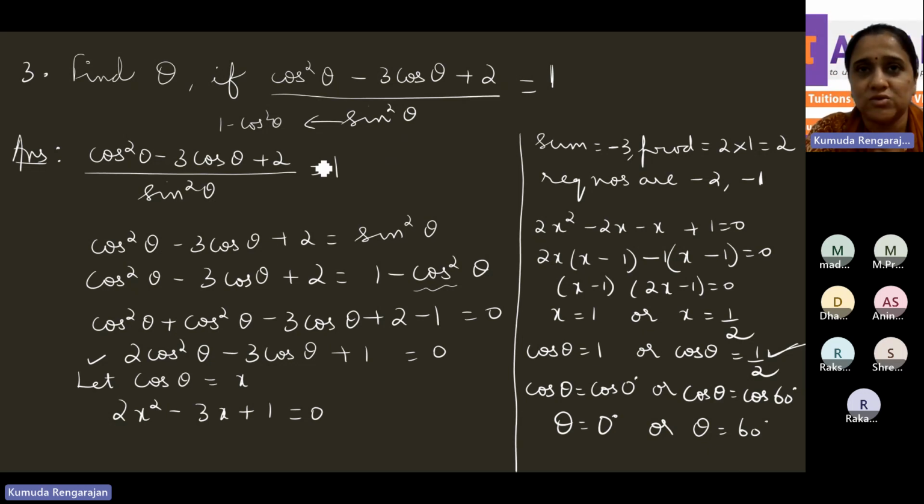The ratio in this situation should be the same. Since we have cos theta in two places, we are replacing sin square theta as 1 minus cos square theta. Then quadratic, split the middle term, find the two values of x. Those are the two values of cos theta, and then find theta. All right.